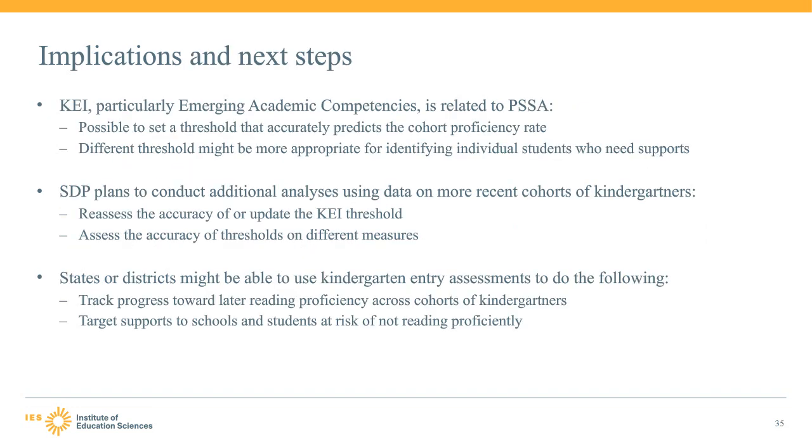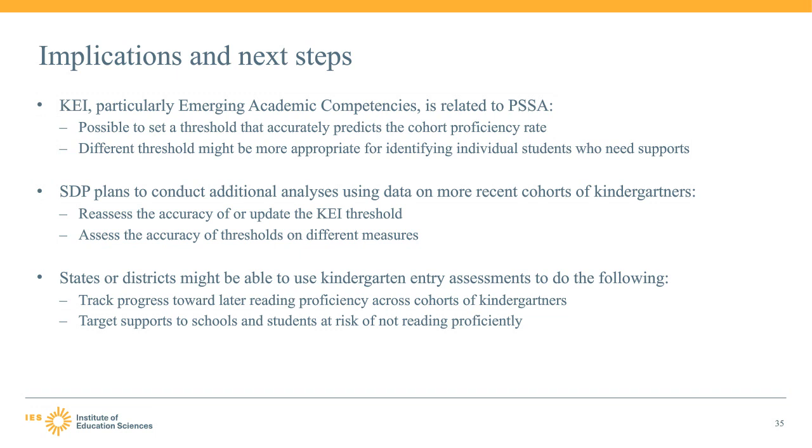So in terms of implications and next steps, first of all, the study found that scores on Pennsylvania's kindergarten entry inventory, particularly on the emerging academic competencies dimension, is related to proficiency on PSSA in 3rd grade. So this suggests it's possible to set a threshold that accurately predicts the cohort's proficiency rate. And we also learned that a different threshold that predicts a higher percentage of students who are not proficient might be more appropriate for identifying students who need support in reading.